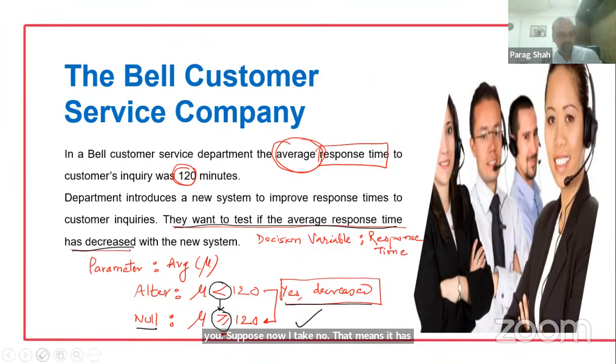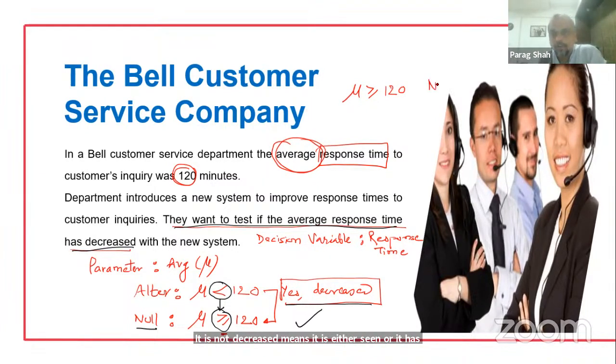Okay, what does that mean? If I take that the average response time has not decreased, not decreased means what? Mu. It has not decreased, means it is either equal to or greater than 120. It has not decreased, means it is either same or it has increased. So here we are saying no, it has not decreased.